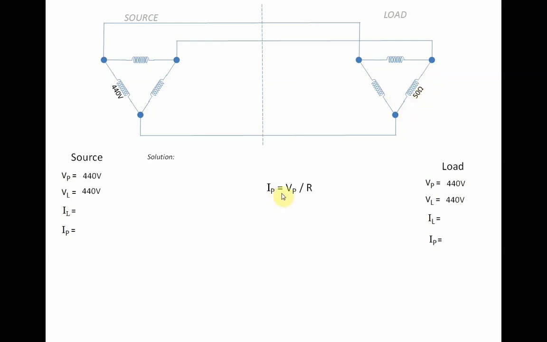We can say that phase current would be equal to the phase voltage divided by R. This is from Ohm's law, I is equal to V over R. So substituting the values, we have 440 divided by 50, which is 8.8 amperes. So the phase current here is 8.8 amperes. Next, if we have the phase current, we can now solve for the line current.